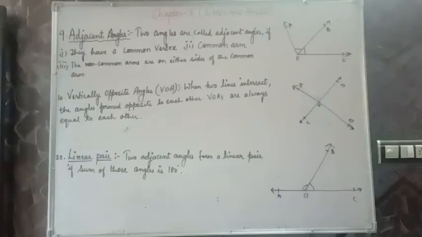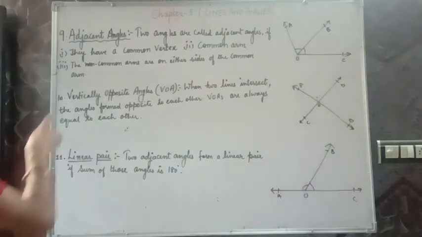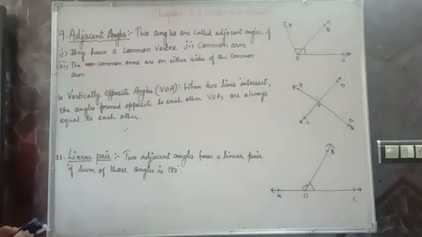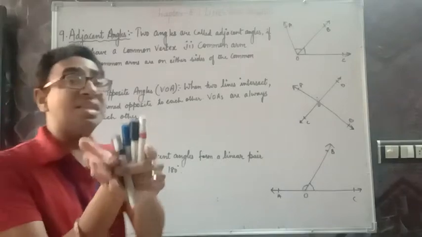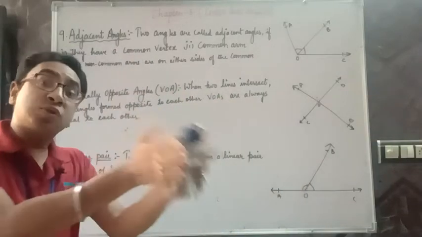Dear children, let us start with the next class from our chapter Lines and Angles. Yesterday we did a few types of angles. Today we'll continue with three more types of angles. The very first is adjacent angles. What do you mean by adjacent? Adjacent means next, next to something.